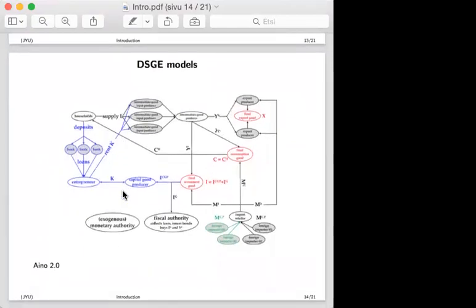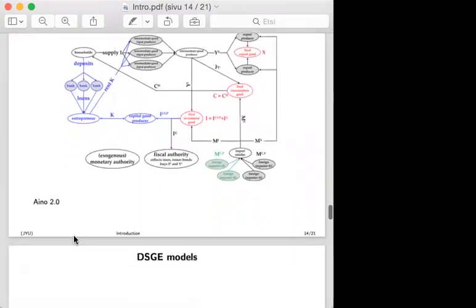This illustrates the AINO 2.0 model used in the Bank of Finland. In addition to households and firms, there are banks which collect deposits and give loans to entrepreneurs that supply or rent the capital. There are different kinds of producers, capital good producers, intermediate good producers, and then retailers that combine exports and imports as consumption and investment goods. So after introducing different kinds of features, these models tend to get quite complicated.